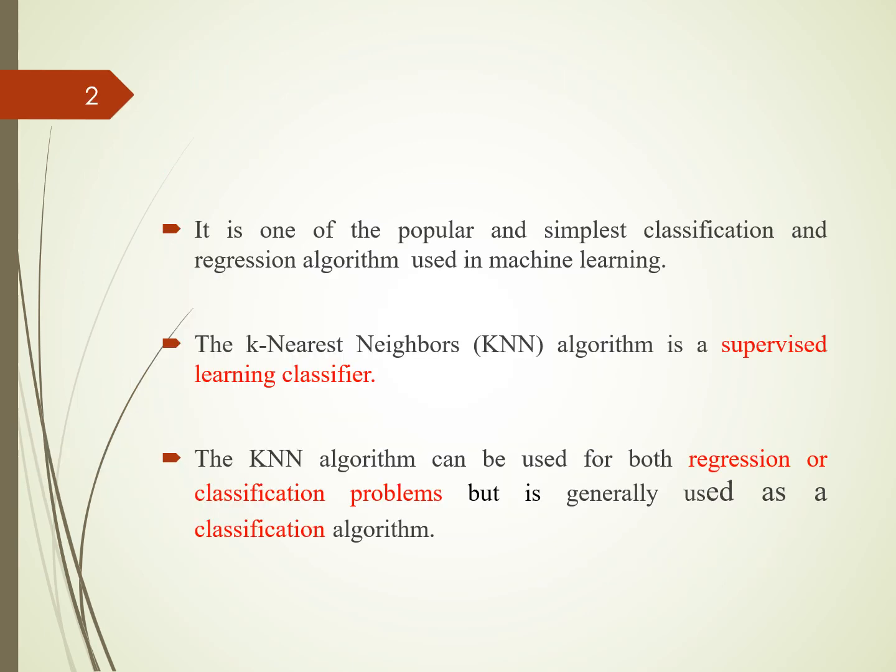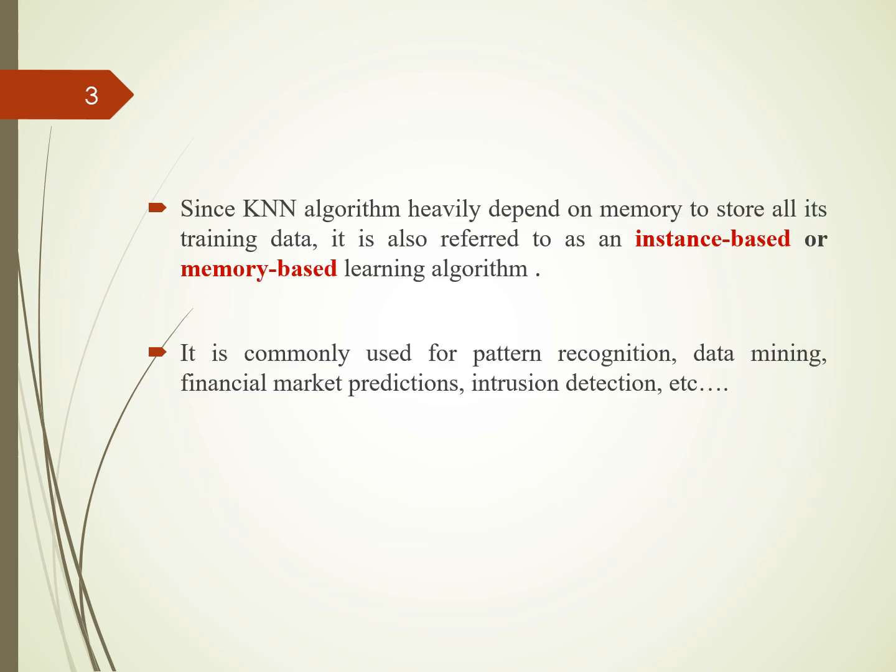It is one of the popular and simplest classification and regression algorithms used in machine learning. This KNN algorithm can be used for both classification and regression. This algorithm mainly depends on memory to store all its training data, so it can be referred to as a memory-based algorithm or instance-based algorithm. It is commonly used for pattern recognition, data mining, financial market prediction, intrusion detection, etc.